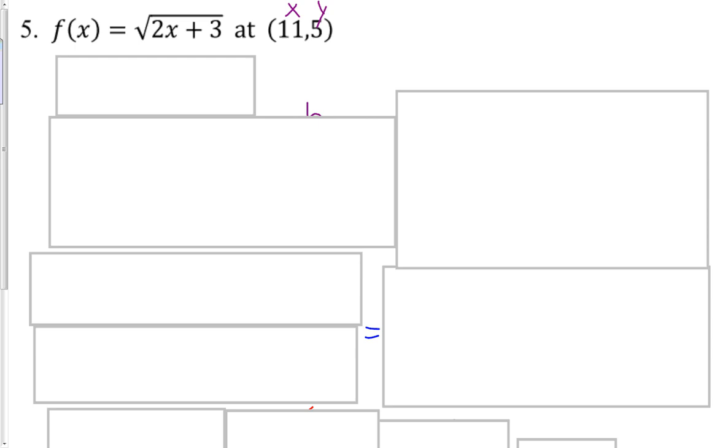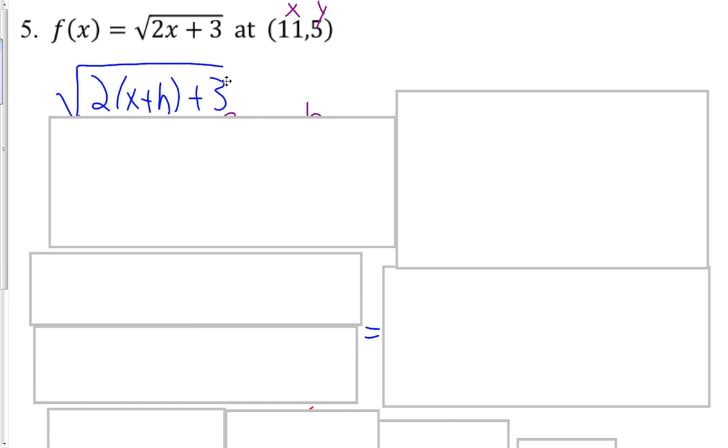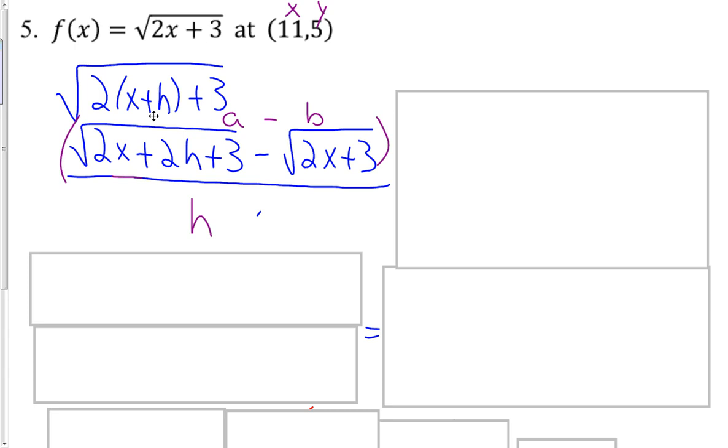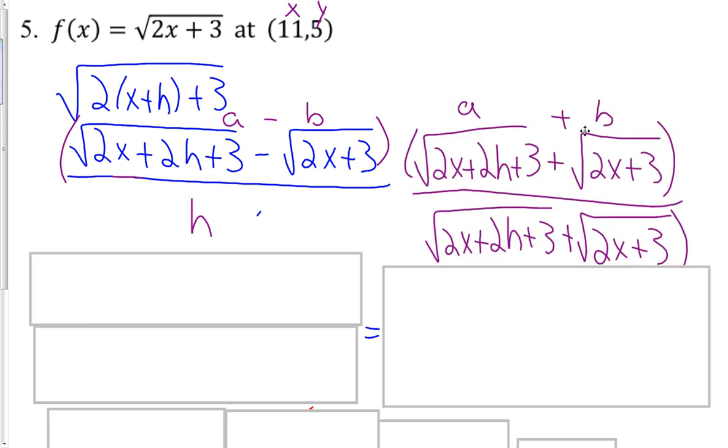Another one, f of x is the square root of 2x plus 3, and we're doing the point 11, 5. Again, x is 11 is a key point. So f of x plus h, and then minus f of x. We can't really simplify here. I did distribute the 2, and now we're going to multiply by the conjugate, right? To simplify this, we have a minus b. We need a plus b, which is square root of 2x plus 2h plus 3, plus the square root of 2x plus 3, over itself.